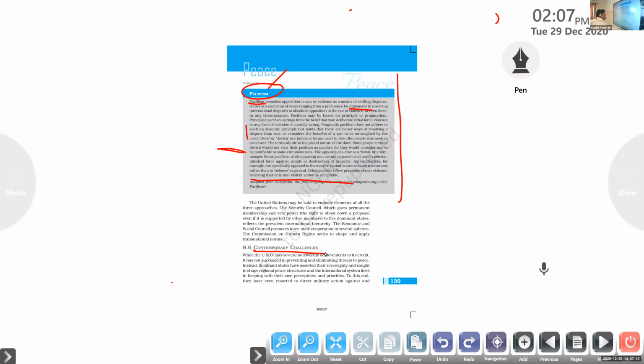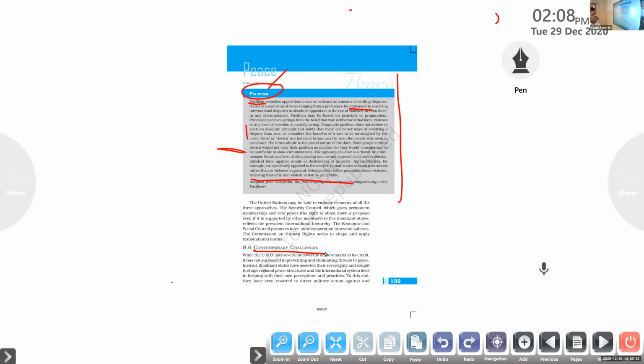While the UNO has several noteworthy achievements to its credit, the UNO committed a number of activities to control violences or to establish peace. It has not succeeded in preventing and eliminating threats to peace; the UNO has failed to eradicate the problem of violence completely. Instead, dominant states have asserted their sovereignty and sought to shape regional power structures and the international system itself in keeping with their own perceptions and priorities. But at the same time, you want to understand one thing: the superpowers are still able to create their own areas. There is no control over them. Nobody is able to do that.